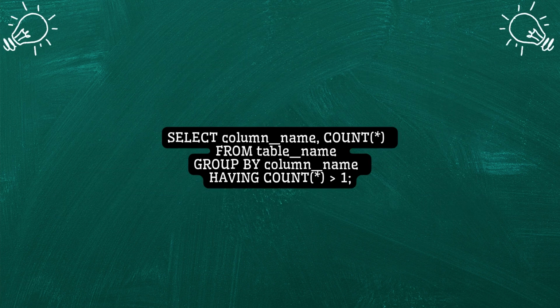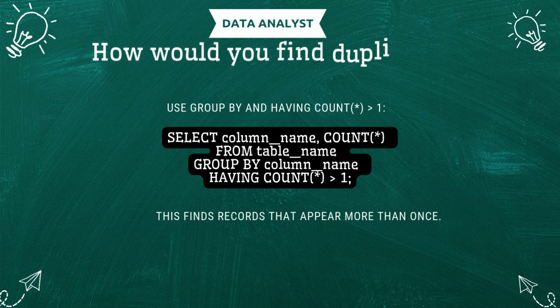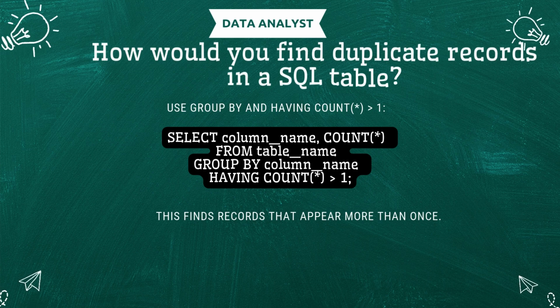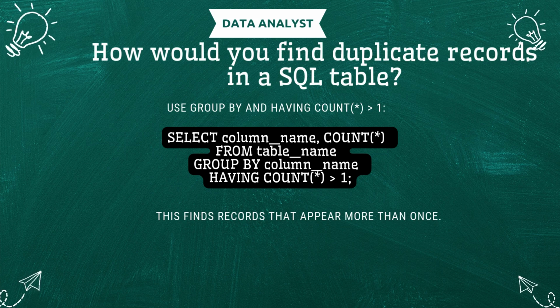How would you find duplicate records in a SQL table? Use GROUP BY and HAVING COUNT(*) > 1. Example: SELECT column_name, COUNT(*) FROM table_name GROUP BY column_name HAVING COUNT(*) > 1. This finds records that appear more than once.